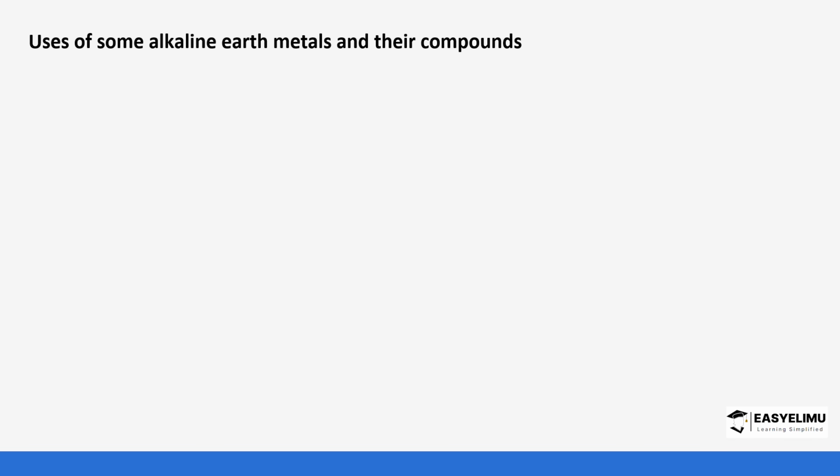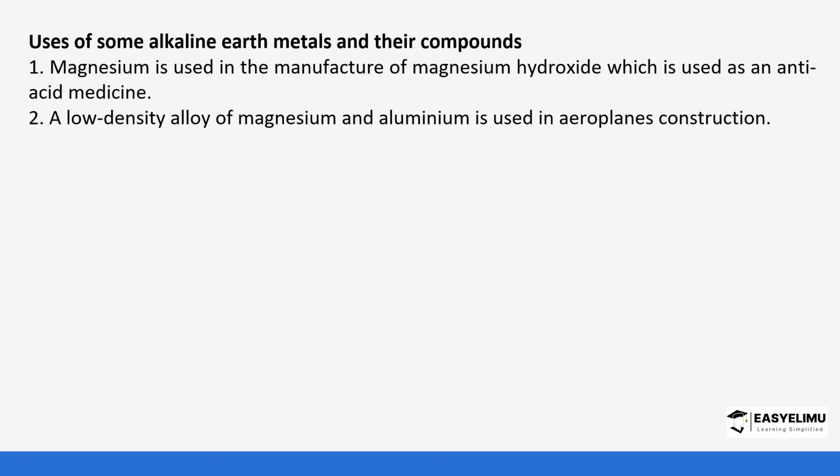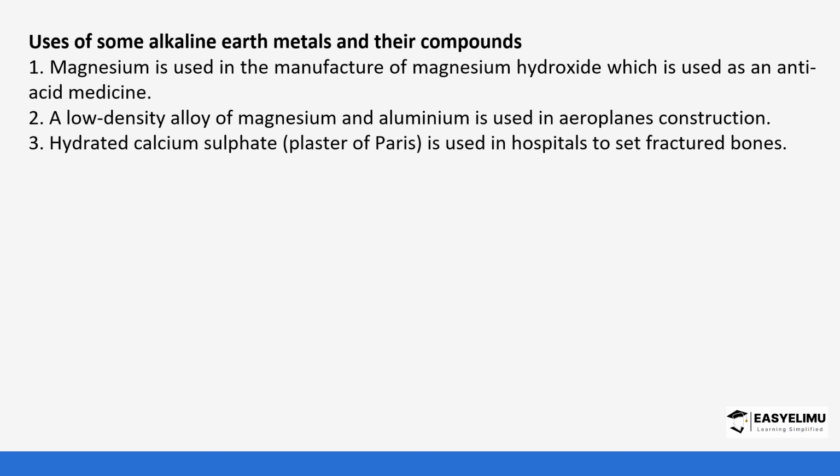So let's look at some of the uses of alkaline earth metals. Just like we said for alkali metals, when you are asked for the uses, you need to be very specific with a specific metal. So magnesium is used in the manufacture of magnesium hydroxide. This magnesium hydroxide is used as an antacid medicine. And then magnesium and aluminium are usually used in constructing aeroplanes. Hydrated calcium sulfite is used in setting fractures. It's also commonly known as the plaster of Paris.